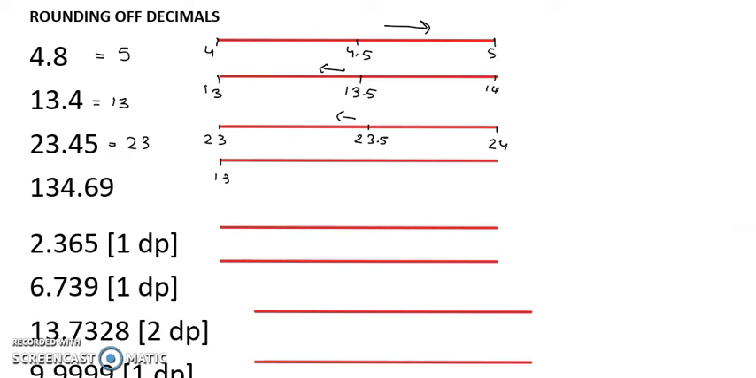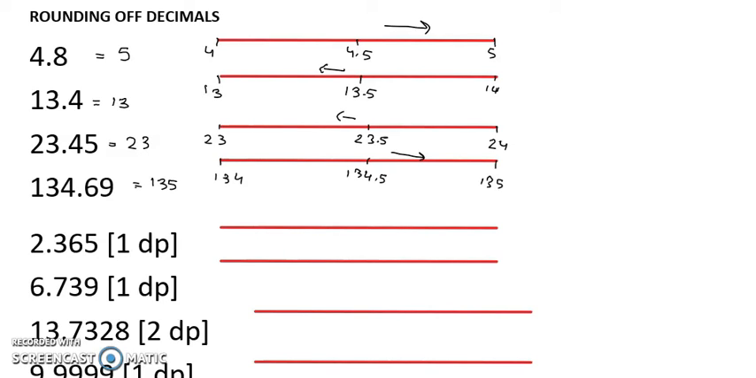134.69, your number either will be 134 or it should be 135. Halfway will be 134.5. The number is greater than this halfway, so it will be rounded up, that is 135.